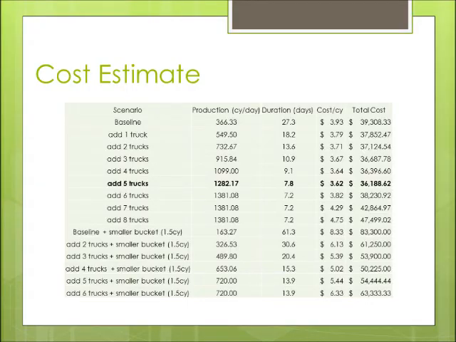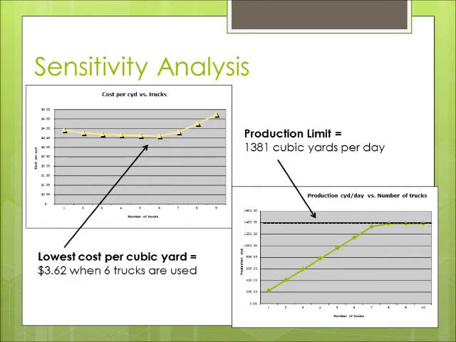This table is a representation of the 2 different excavator bucket sizes and the optimization of the dump trucks. The table shows 3 different methods of project optimization. It compares production in cubic yards per day, the overall duration of the project, the cost of each individual cubic yard, and the total cost of the project for each of the listed scenarios. By inputting the information from the previous table, there were 2 optimal scenarios. The first scenario was cost-driven, while the second scenario was time-driven.